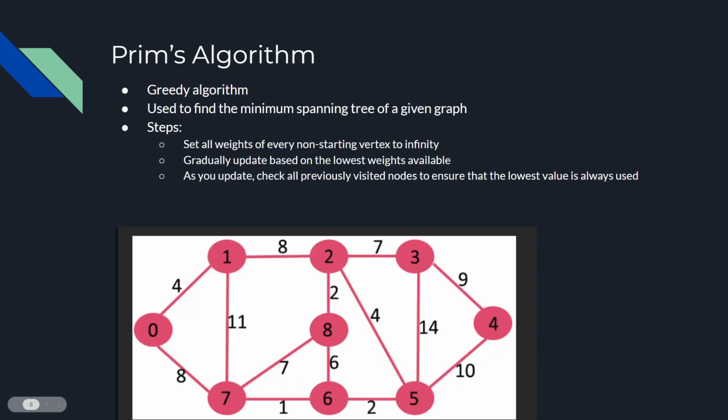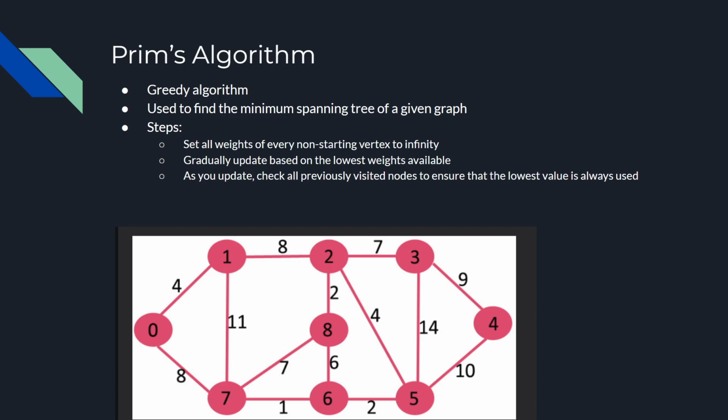One way to do it is to use Prim's algorithm, which, like Andy mentioned earlier, is a type of greedy algorithm. So that means it'll always make the greediest choice, or the choice that requires the least amount of weight in this case, at any given step. The steps for Prim's algorithm specifically are to first set every non-starting vertex's weight to infinity, or travel distance. Then, going from the initial node, gradually update each additional node visited based on the lowest weights available.